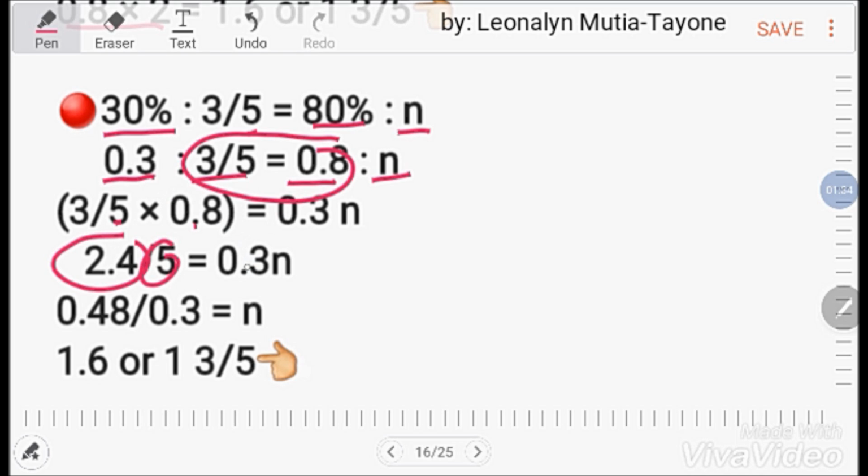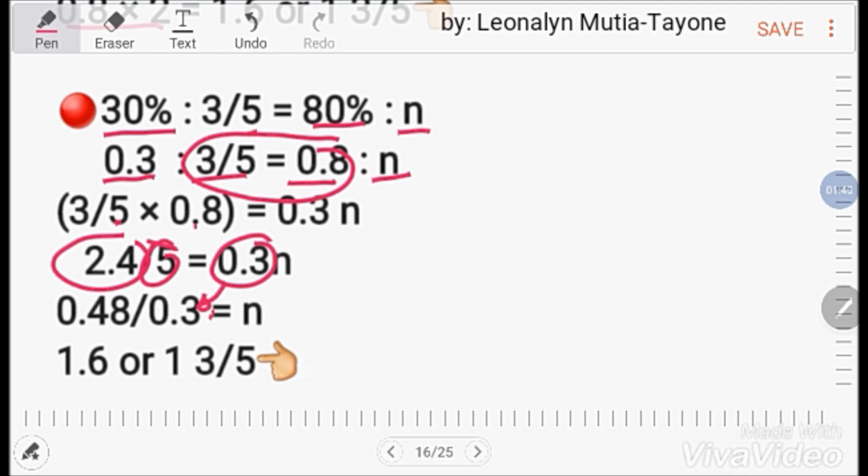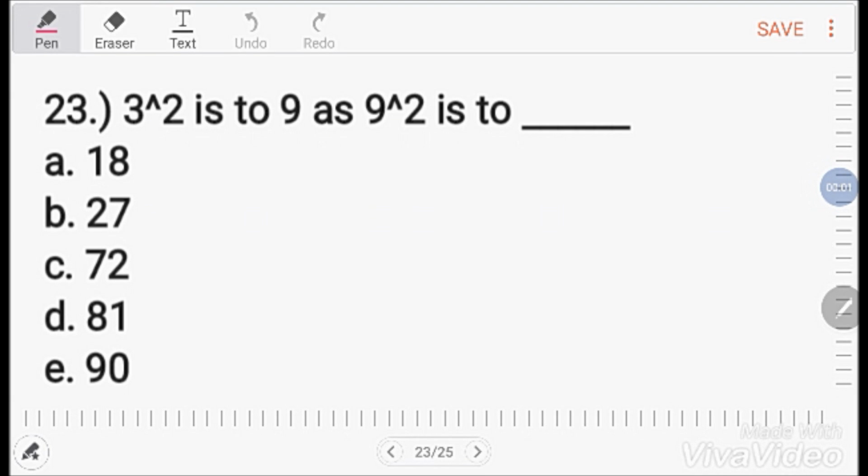And then, itong si 0.3, i-transpose natin. So, ito na yung mag-divide sa itong 2.4 divided by 5. Ito yon. At si 0.48, i-divide natin ng 0.3 and that is 1.6. At ang 1.6 ay equivalent ng 1 and 3/5. Number 23.